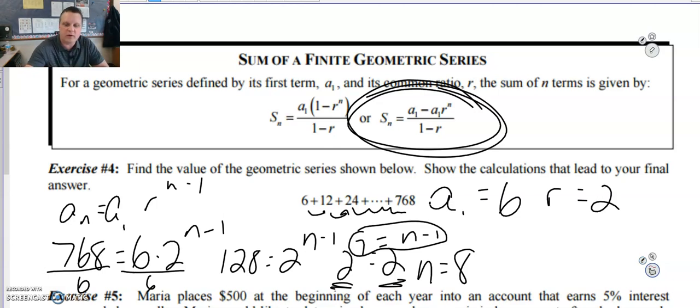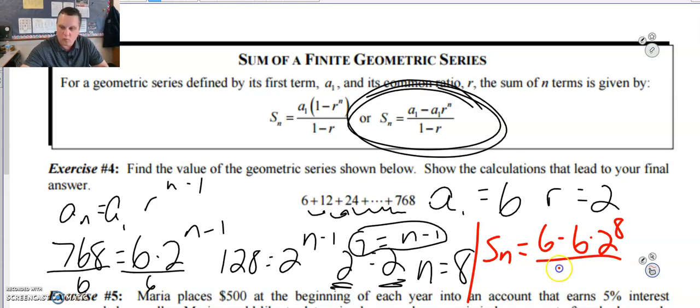I'll go to a different color here. So we have S of N equals A1, 6 minus 6 times R raised to the N power all over 1 minus R, which is 2. Okay, and again, plug that all in your calculator.